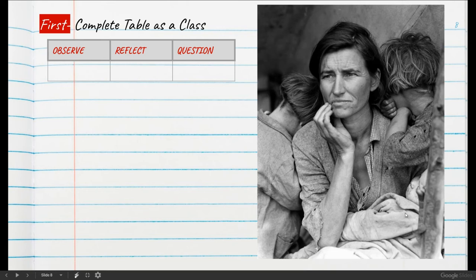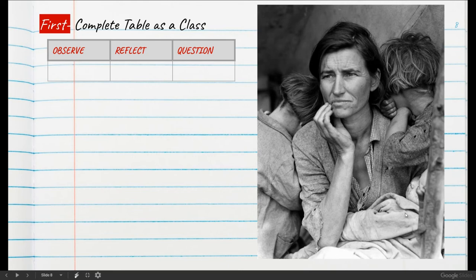The audience, who do I think was intended to see this picture? Maybe wealthier people, to show how people living in poverty, how they are suffering. Maybe that's who the intended audience was. Maybe the government, to show, hey, this is how people are living. People need help. This is a mother in distress. So maybe that's who the intended audience was.